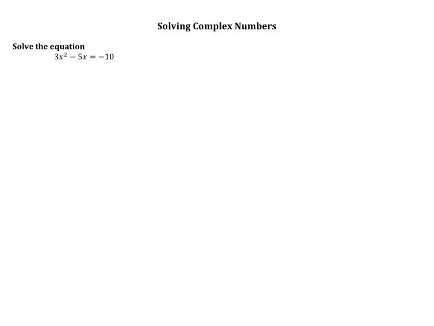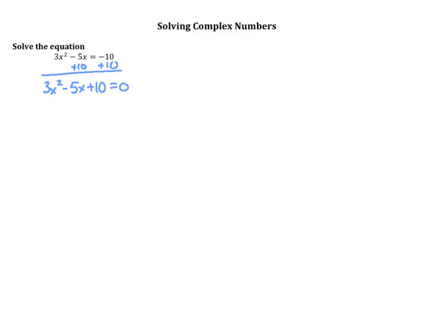In this lecture, we are going to solve the quadratic function. Now in this example, it is going to end up being a complex number. So the first thing that you need to do is make sure that it equals 0. To make that happen, I need to add 10 to both sides. So I get 3x squared minus 5x plus 10 equals 0.